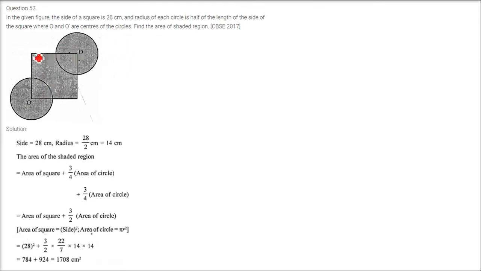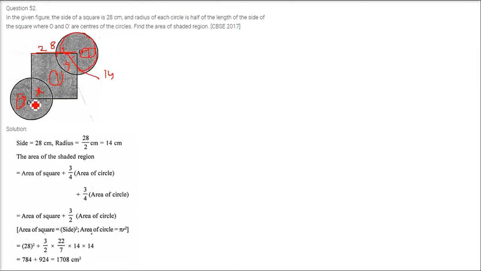So here the side is given as 28. And since this is 28, what will be the radius? Because it is 28, this will be 28 by 2, it will be 14. So what we have to do, area of this first region, second region and third region we have to add. But this one and this, say, X and Y, this area which is the quarter quadrant will be added twice. So we just have to take the 3/4 of this quarter.